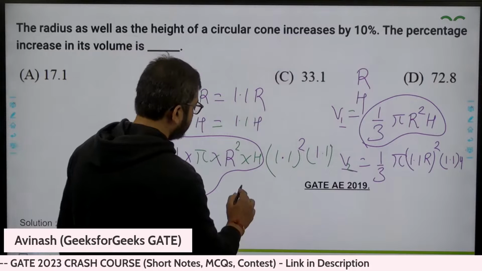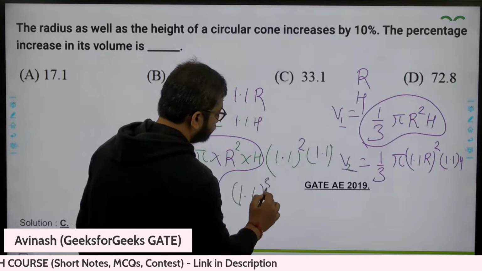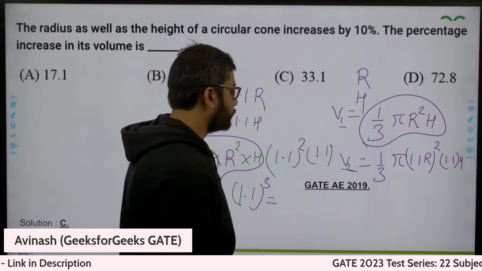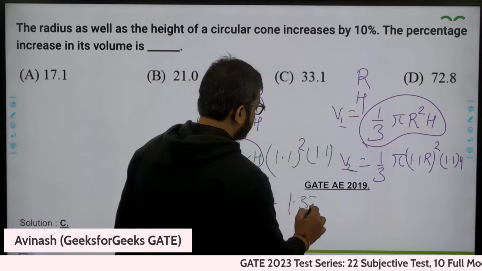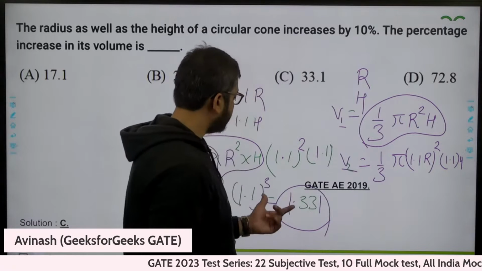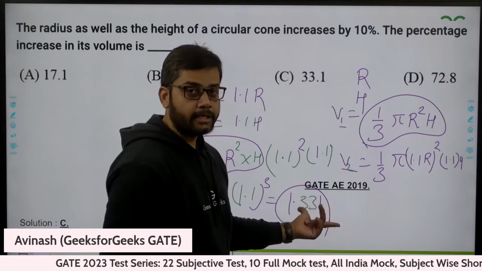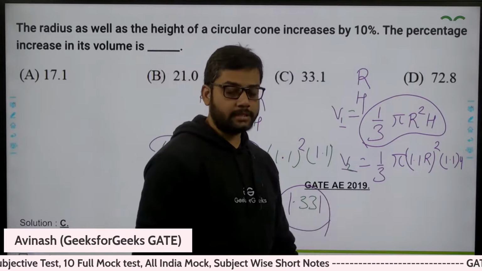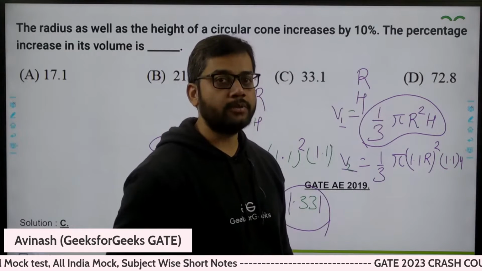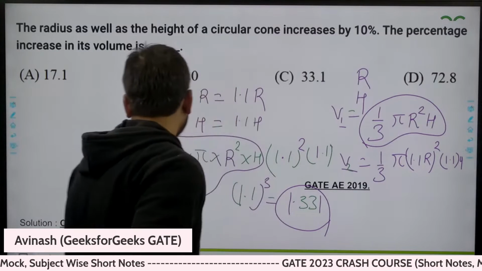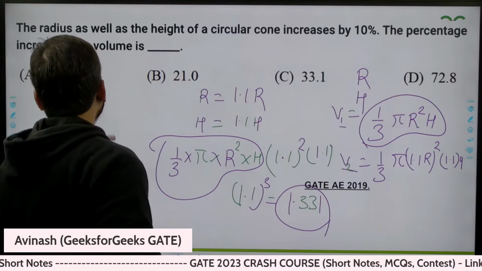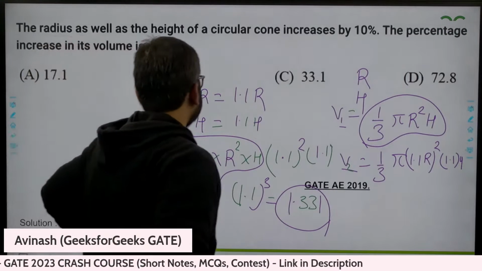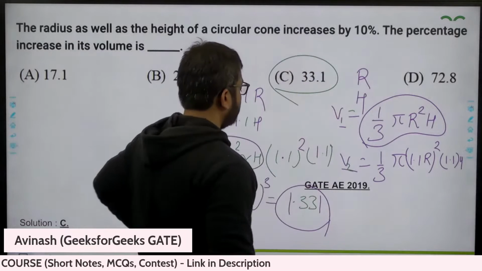1.1 cube only you have to solve. 11 cube is equal to how much? I think 1331. So 1.331 is our value. This is the increment, and in format of a percentage, multiply, so 33.1%. I think it will be the answer. So the volume got increased by 33.1%. This is option C, the correct answer.